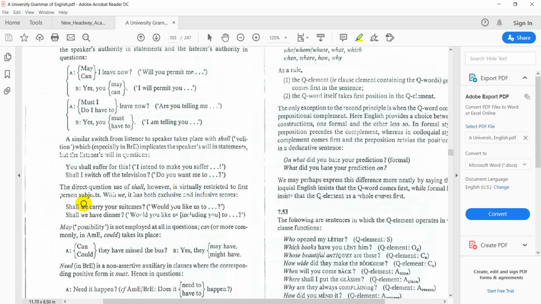Now, the direct question use of shall, however, is virtually restricted to the first person, where with we, it has both exclusive and inclusive senses.